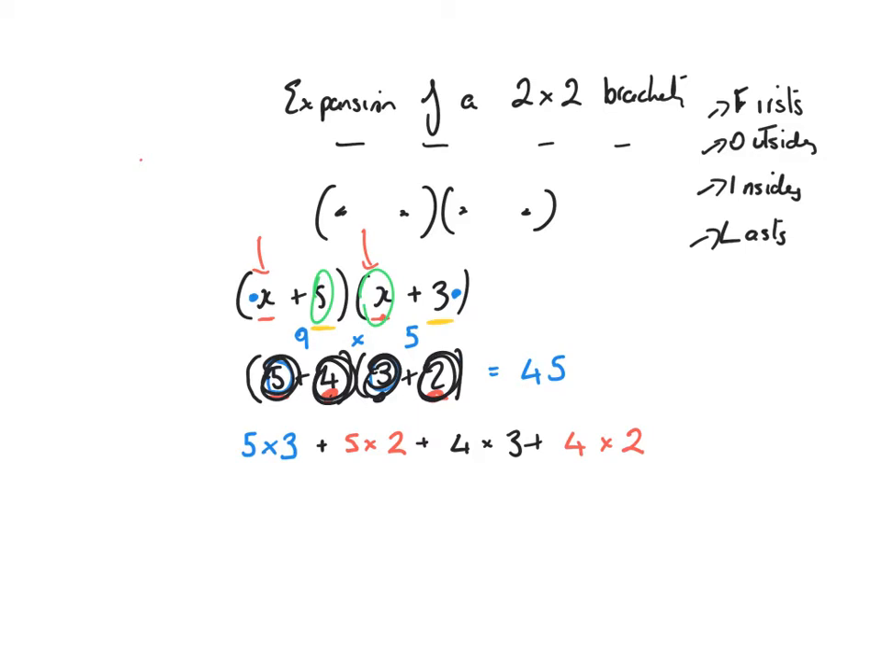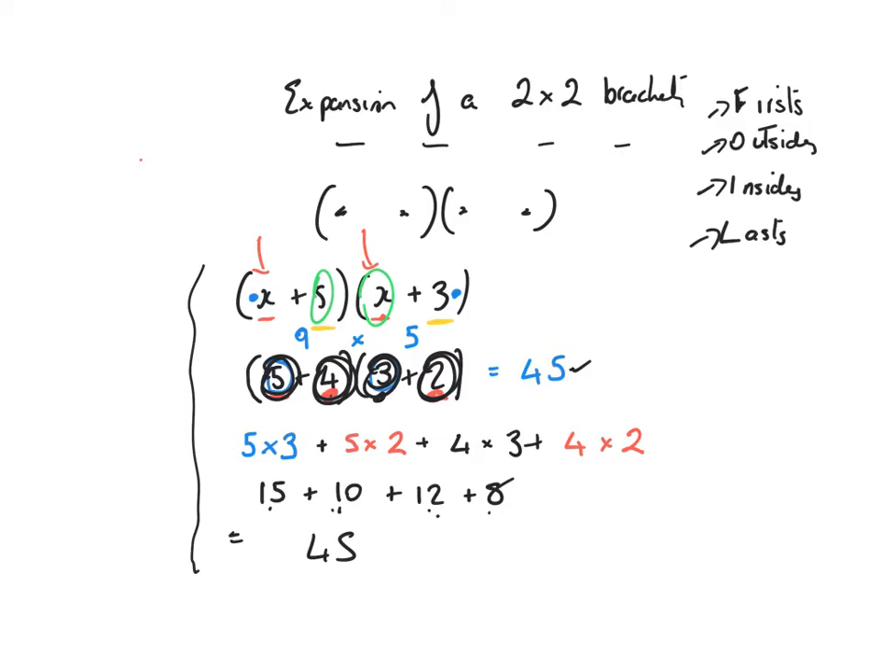Okay, so let's multiply these together. 5 times 3 is 15, 5 times 2 is 10, 4 times 3 is 12, and 4 times 2 is 8. Let's put this together. 15 plus 10 is 25, 25 plus 12 is 37, 37 plus 8 does give me 45. Okay, so let's take down all of this work here.